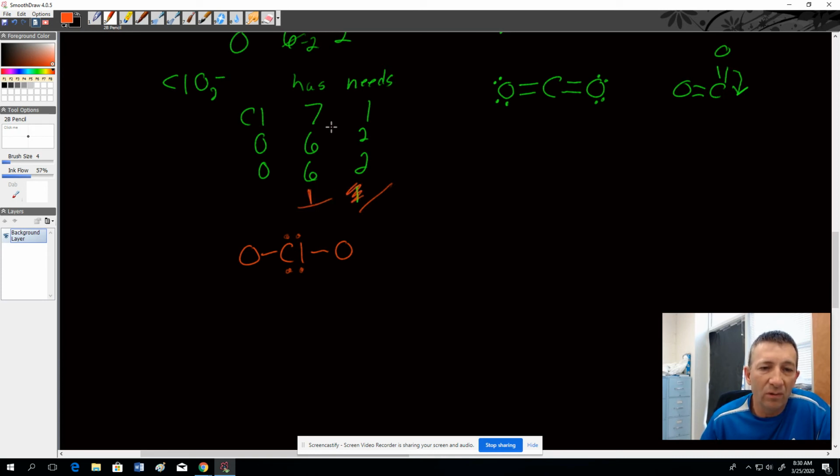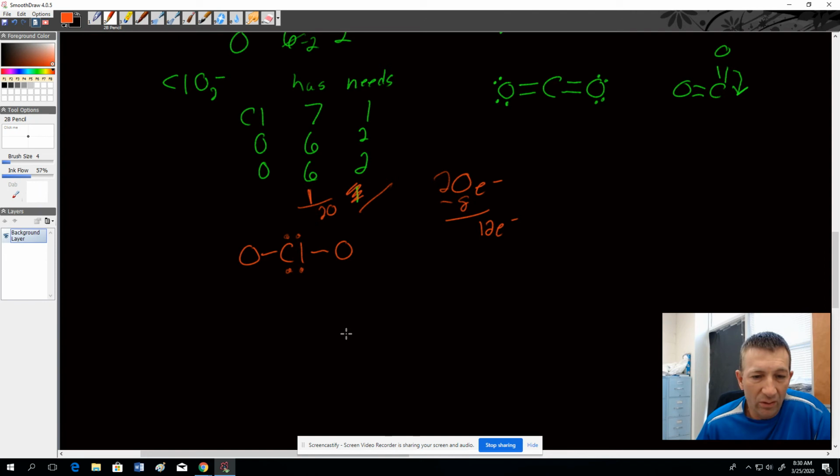So if we add up the total, we've got 7 and 6 is 13, and 6 more is 19, plus 1 is going to be 20 total. So I'm going to take those 20 total electrons. I'm going to say this one has 2, 4, 6, 8. I'm going to subtract 8 from it, and that gives me 12 electrons total.